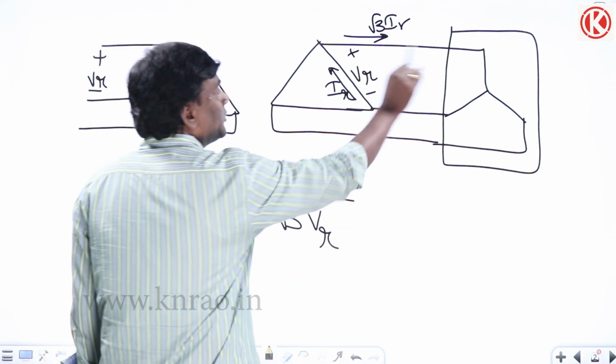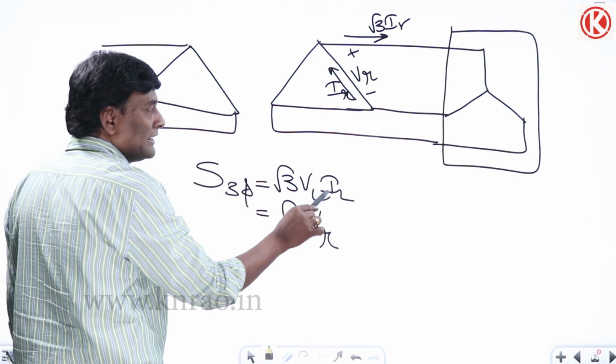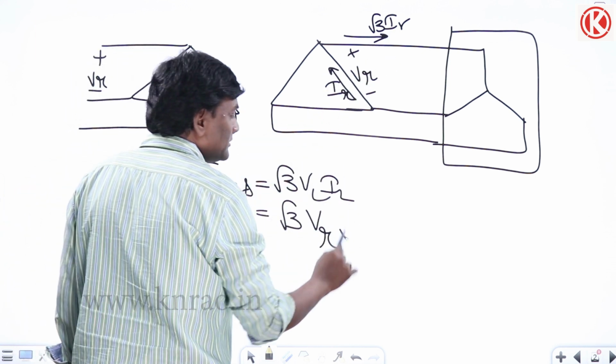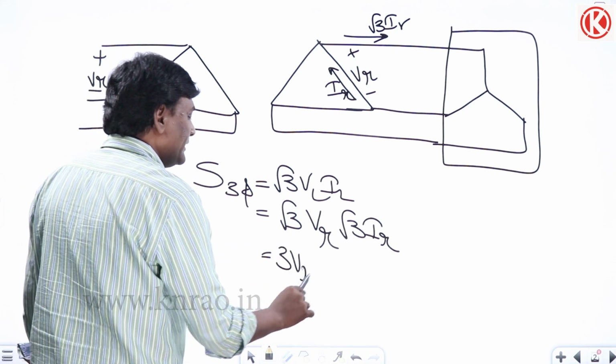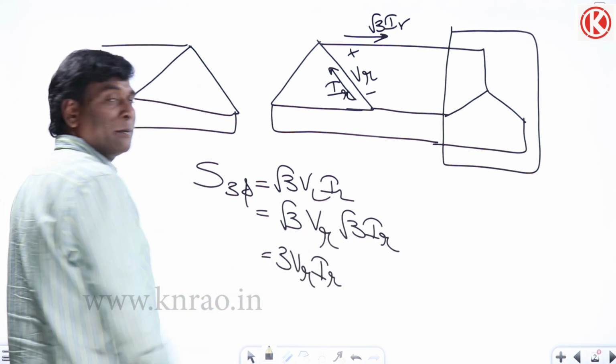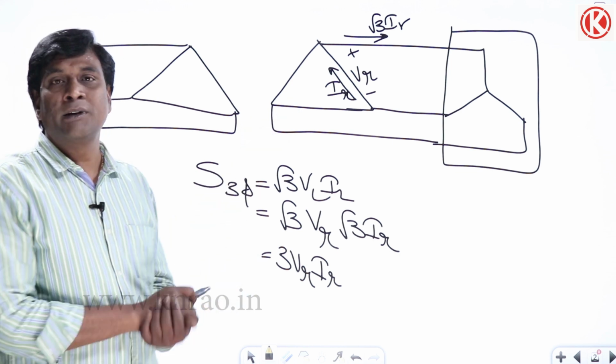Now, if I think of the line current, with respect to the phase current it is root 3 into I_R. So root 3 V_L I_L is going to be 3 V rated I rated. I rated is the capacity of this particular transformer combination.